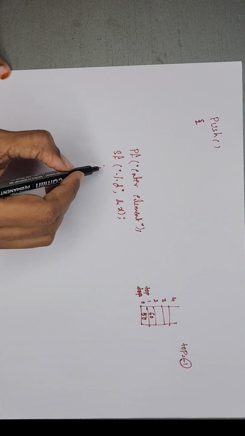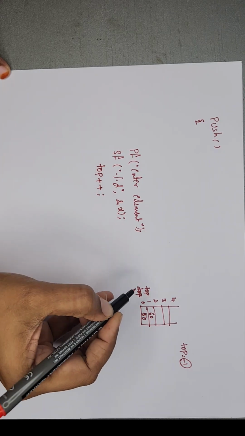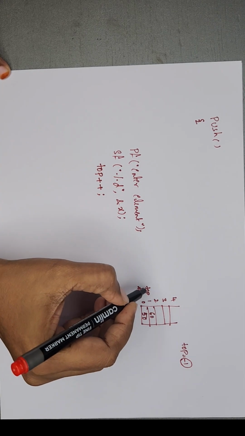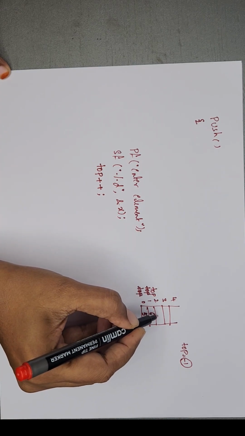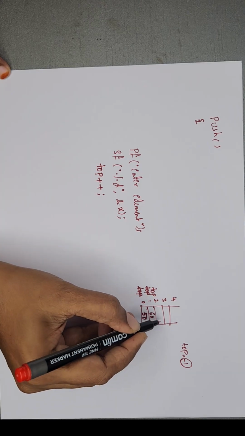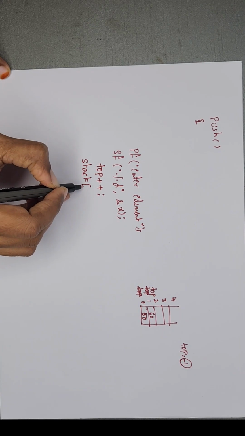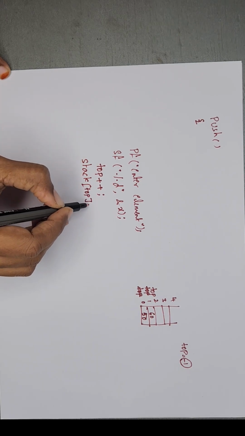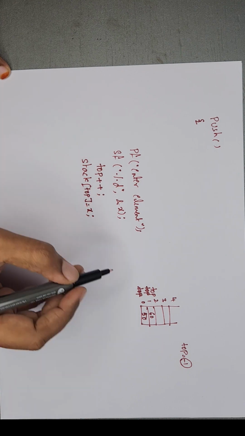Have to find the next location, increment top value by 1. It means index value by 1. In that location, increment top. Here we have to store. Here means how to access this memory. Array name is stack, index is top. So stack of top equals x. Now x will be assigned to stack of top. Like this we have to insert.